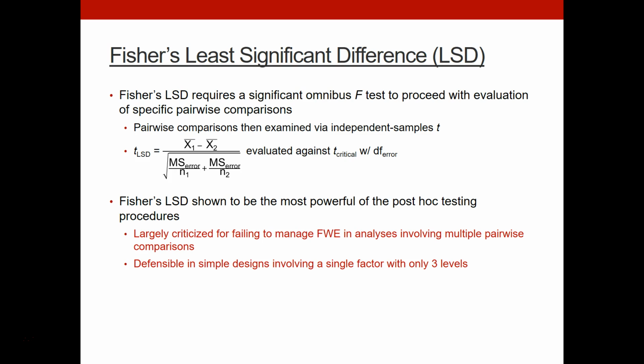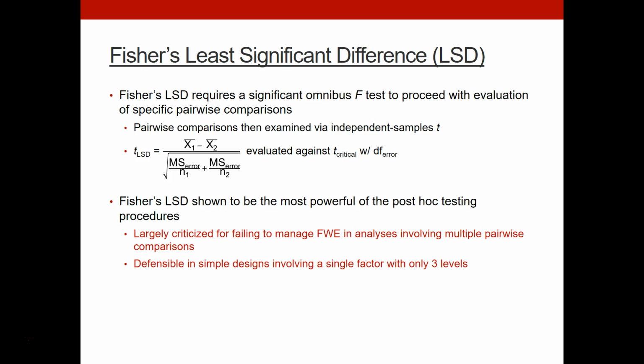So basically Fisher's least significant difference has really no correction for multiple comparisons. We're saying that as long as we get that omnibus test that's significant, we're going to go through and compare things using a test statistic pulling from our mean squared error from our ANOVA table, and evaluating that test statistic against a T critical based on the degrees of freedom error from your ANOVA table. And so again, this is very powerful.